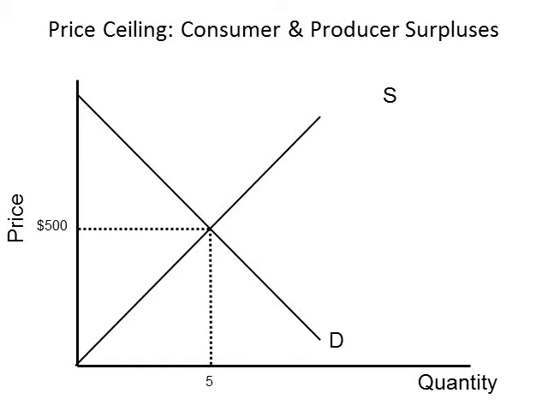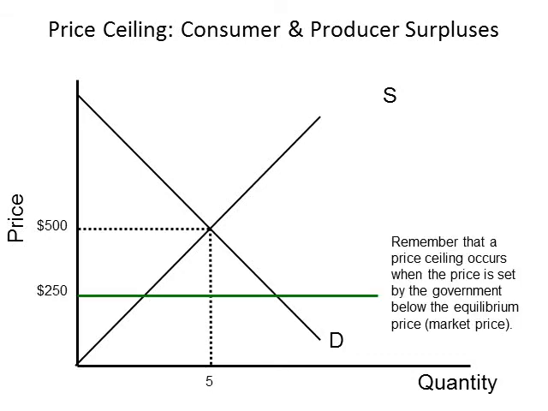As you may remember from the lecture on supply and demand, a price ceiling occurs when the government fixes the price of a good below the market or equilibrium price. In the example in the graph, the equilibrium price is $500 and 5 TV sets are sold. If the government sets the price of the TVs at $250, then producers will only produce 3 TVs.